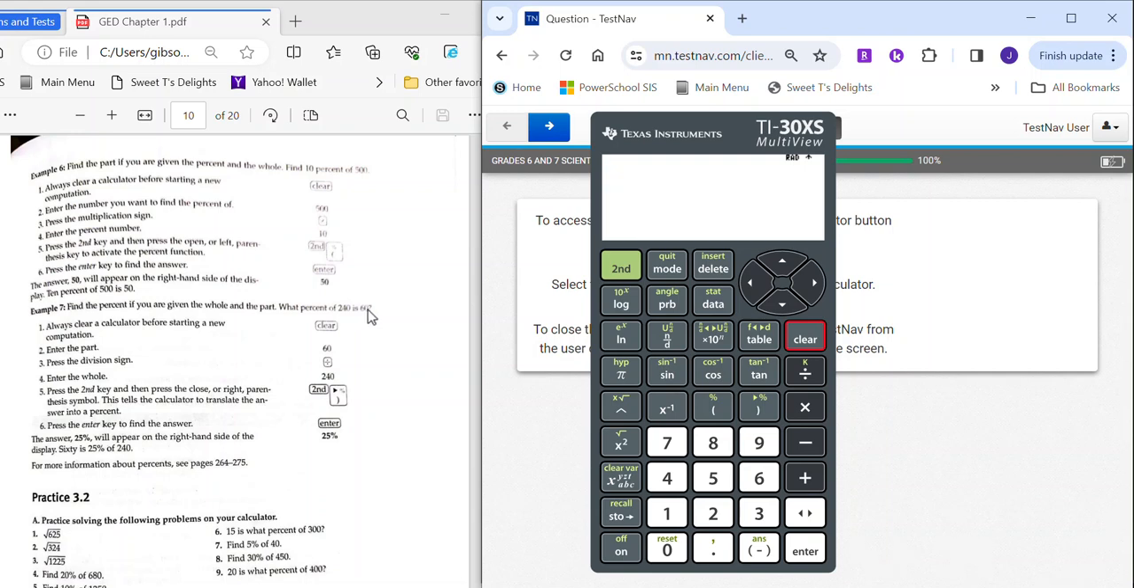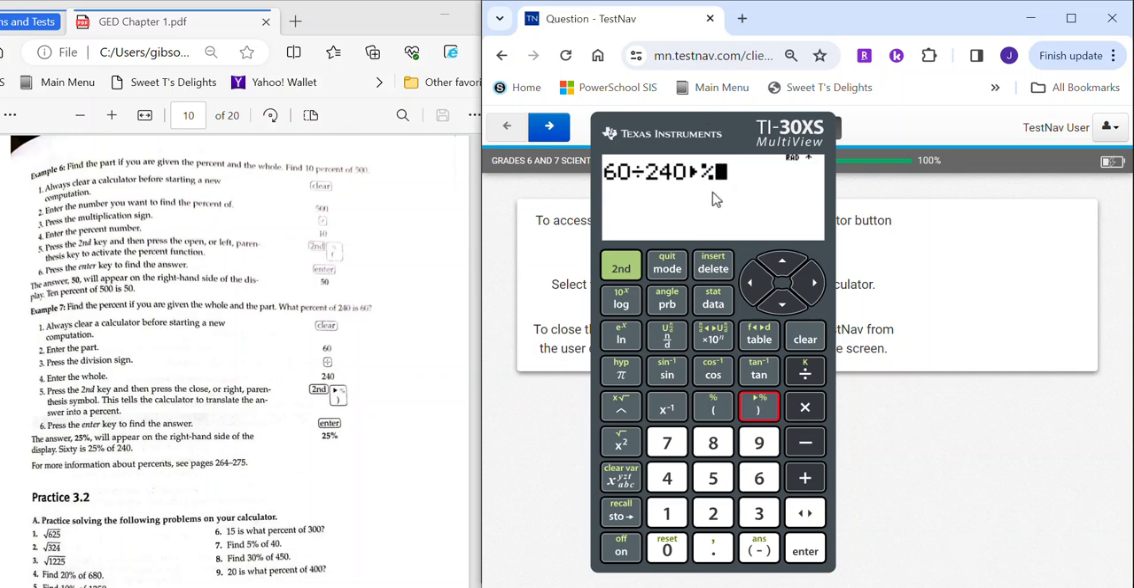So we have 60. Press the division sign. And then it says enter the whole. The whole is the 240. So we have 60 divided by 240. And then press the second key. And then press the close or right parenthesis key. So we'll press second. And then we'll press the percent key.